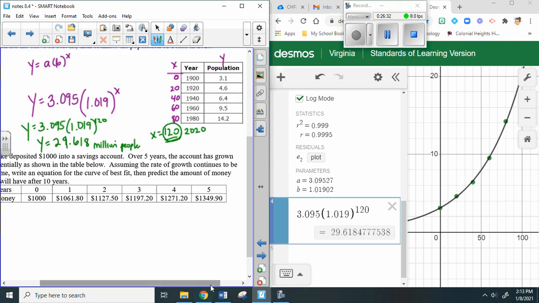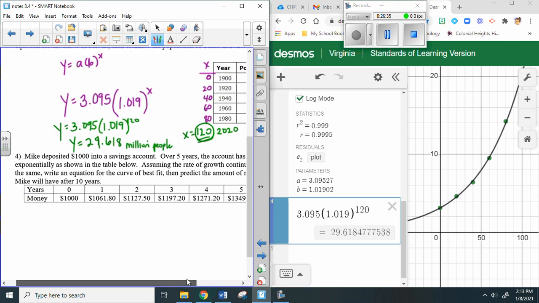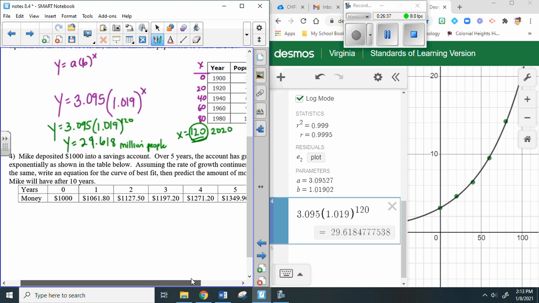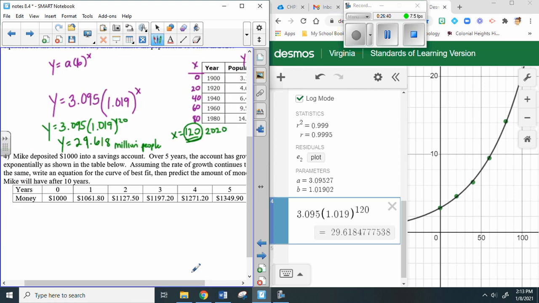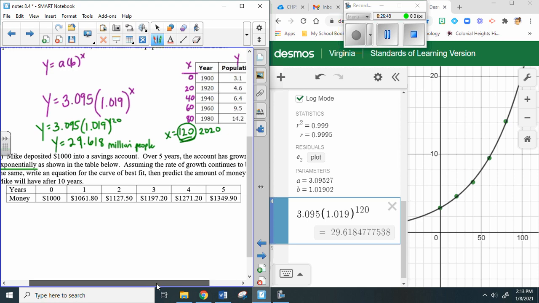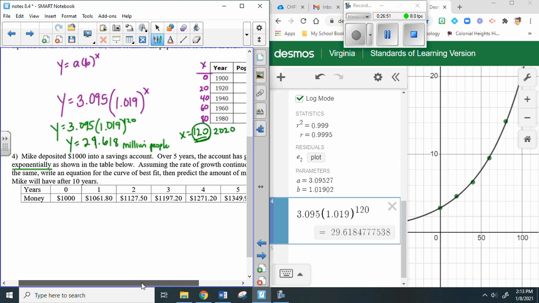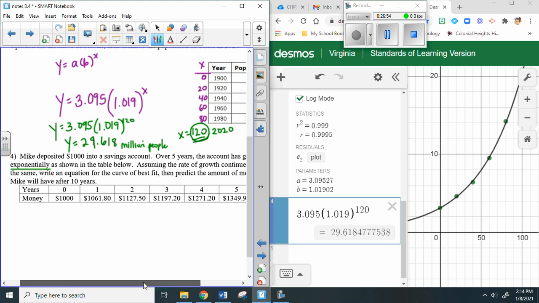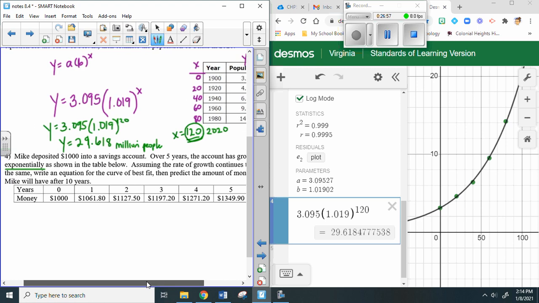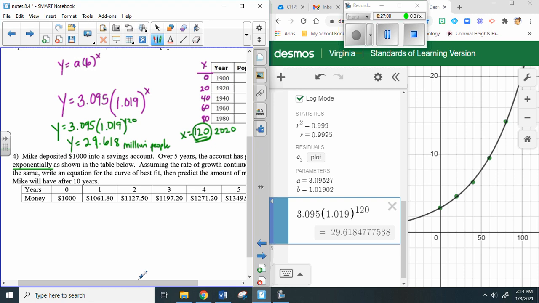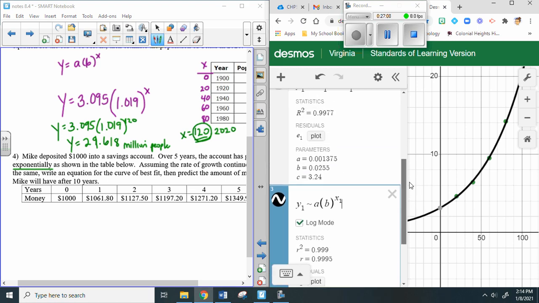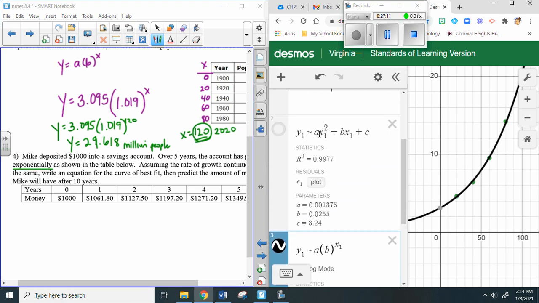Okay, and then last but not least, I have another one. Mike deposited $1,000 into a savings account. Over 5 years, the account has grown exponentially. So this one actually gave you a keyword, as shown in the table below. Assuming the rate of growth continues to be the same, write an equation for the curve of best fit, then predict the amount of money Mike will have after 10 years. Okay, so this problem, there's not going to be any guessing whether it's quadratic or exponential. It's going to definitely be exponential. So make sure that you don't even turn on the quadratic one.